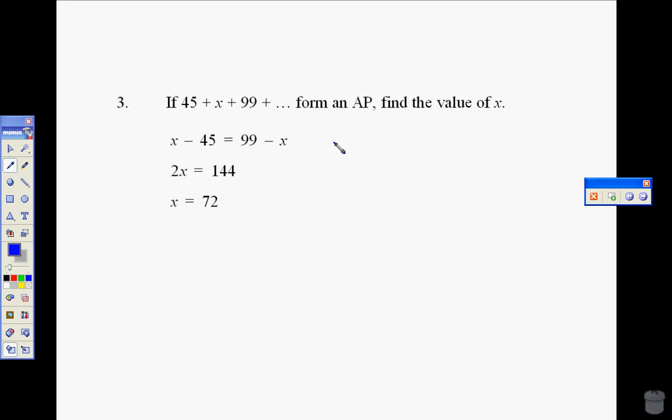The next question, again, x is in the middle, 45, x, 99 form an arithmetic progression. So 99 minus x, the third term minus the second, would be equal to the second term minus the first term, x minus 45. Collect our terms. 2x would equal 144, x would equal 72. And if you want to check, take 72 minus 45, it should be equal to 99 minus 72.